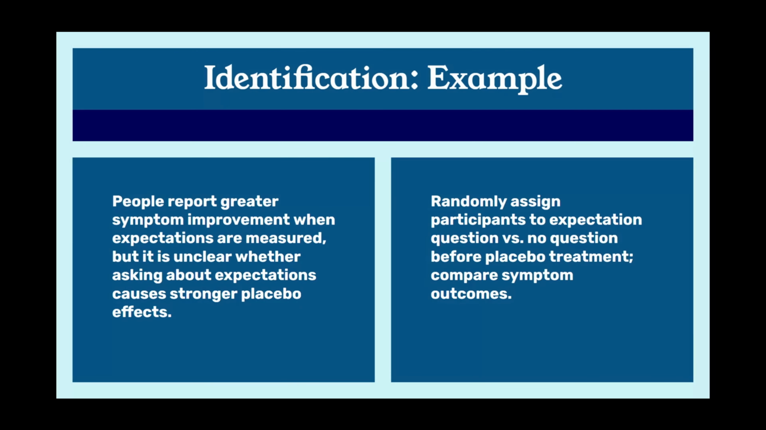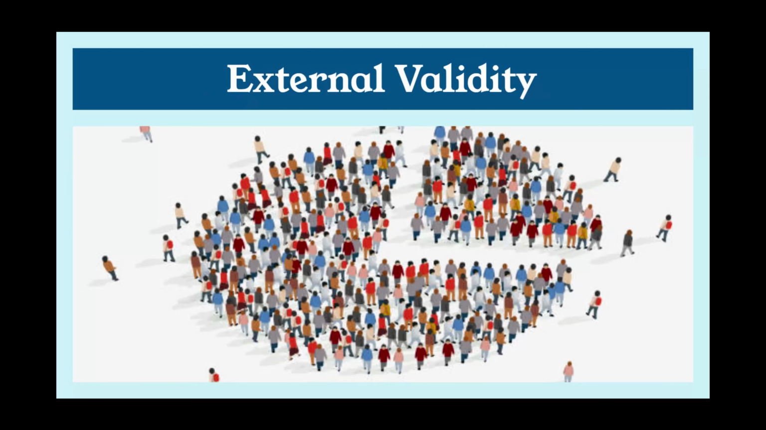In the context of our example, people report greater symptom improvement when expectations are measured, but it is unclear whether asking about expectations causes stronger placebo effects. So a way you could fill this gap is to design a study that randomly assigns participants to expectation question versus no question before placebo treatment and compares symptom outcomes.